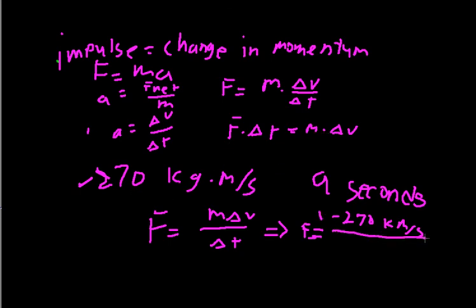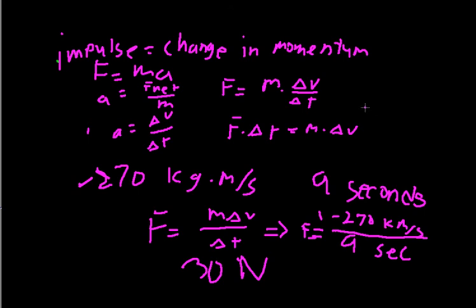So now if we divide that by 9 seconds, we're going to get the units of force, which are essentially newtons, and we're going to be getting 270 over 9, which is going to be 30 newtons. Now, is it positive or negative? Well, let's find that out.